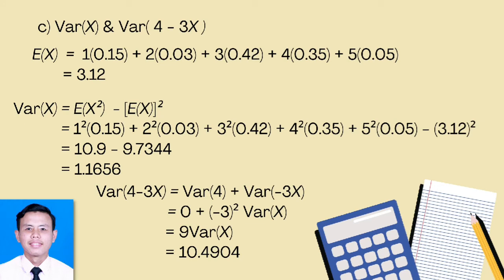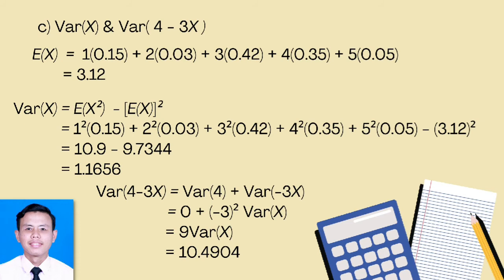For C, I need to find the variance of x and the variance of 4 minus 3x. Firstly, I need to find the mean with the formula Σ x times f(x). So I get the mean is 3.12. For the second step, the variance of x, we follow the formula E(x²) minus (E(x))². The value of the variance of x is 1.1656.